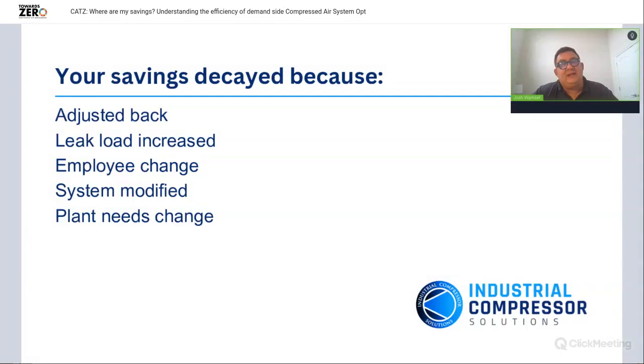The third thing that can affect the decay is changes in employees and/or changes in service companies. If the team overall, and that be the system person, the customer, as well as the service company, if those entities aren't aligned in the best interest of the facility, then those disagreements are going to result in changes to the system and a decay of the optimization.